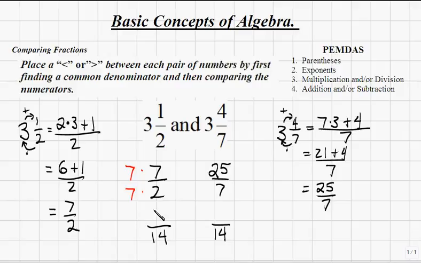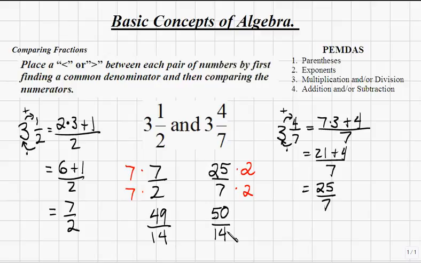7 times 7 is 49. For our other fraction, we'll multiply numerator and denominator by 2, since 7 times 2 is 14. We'll also multiply the numerator by 2 to get 25 times 2, which is 50.